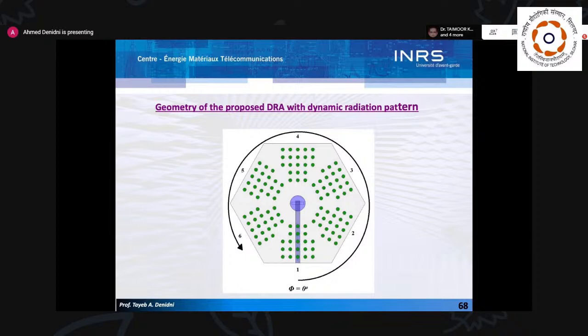And the design is given here. We have the dielectric resonator, the transmission line, and the slot. We feed it like this, and we surround it with an EBG structure. This means we have six sections, and each section can be controlled by a varactor. This means we can let the energy pass by controlling this structure. This structure can behave like a reflector or like a transparent one. It depends how we feed this EBG structure.